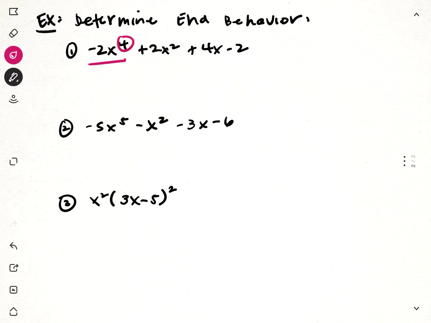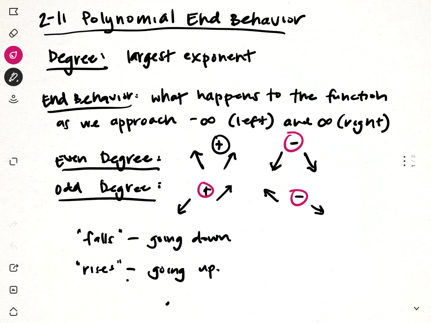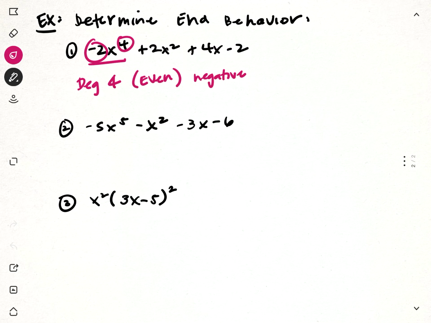This one is degree 4, which is even, and the leading term sign is negative. So if we go back here, 4 is even and it's negative, so we're falling to the left, falling to the right. So falling left and right, and if you want to draw it, it looks like this towards the ends.